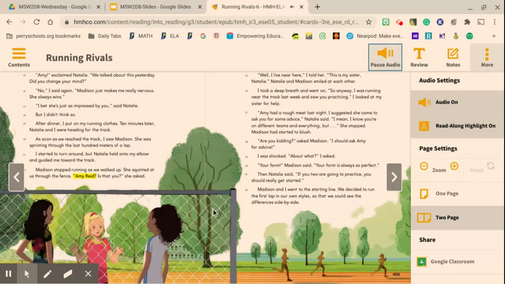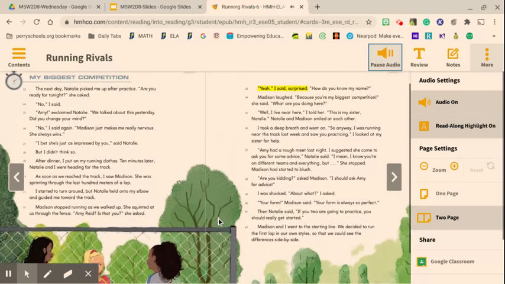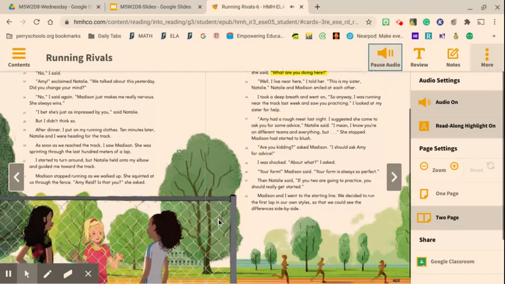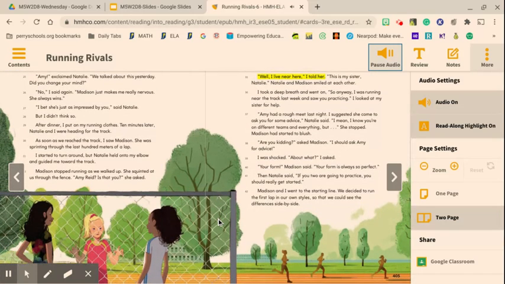"Amy Reed, is that you?" she asked. "Yeah," I said, surprised. "How do you know my name?" Madison laughed. "Because you're my biggest competition," she said. "What are you doing here?" "Well, I live near here," I told her. "This is my sister, Natalie." Natalie and Madison smiled at each other. I took a deep breath and went on.